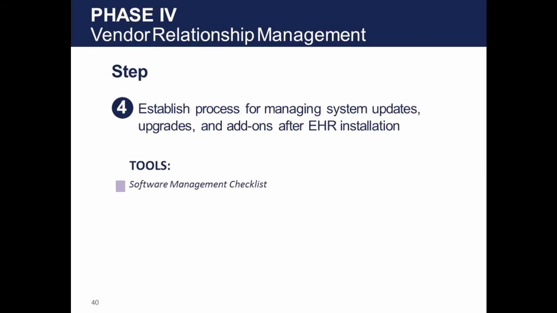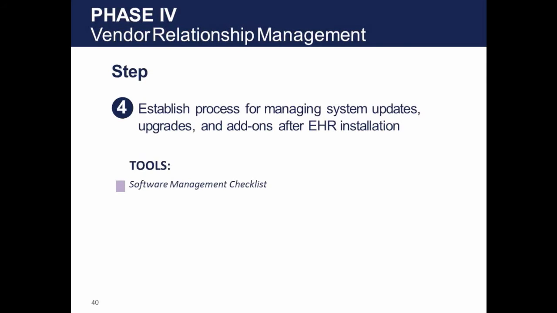Step 4, establish process for managing system updates, upgrades, and add-ons after the installation. Your software license will require your EHR vendor to regularly update or fix software bugs and provide you with upgrades as regulatory, technology, and clinical discoveries continue to emerge. Most updates occur on a regular basis and will not affect your organization's workflow. Upgrades are major software fixes or updates to accommodate client requests or regulatory features. Add-ons are additional products or modules purchased to increase system functionality.